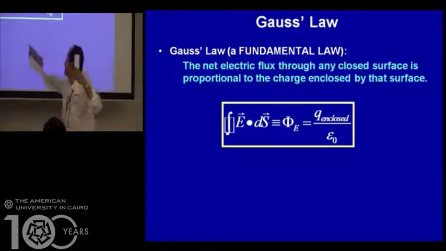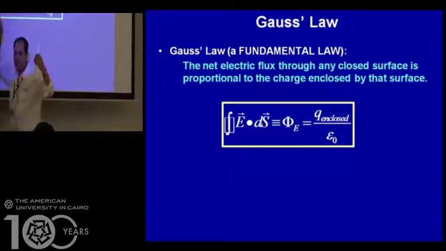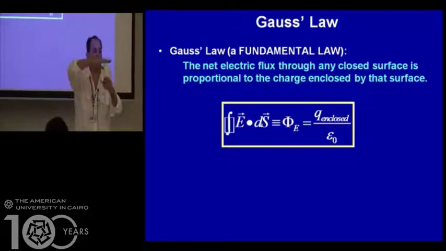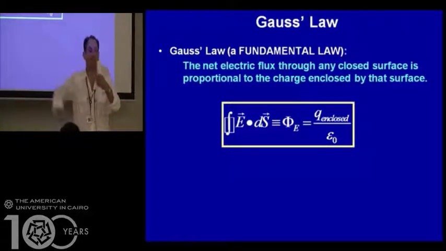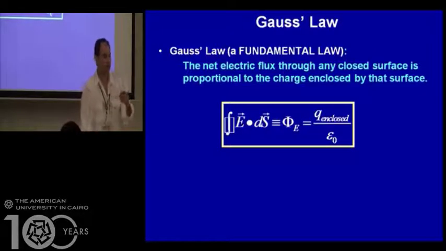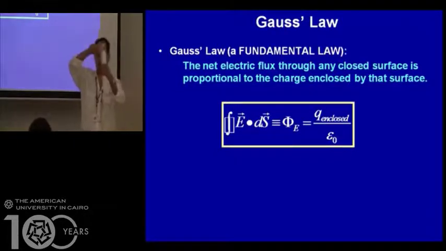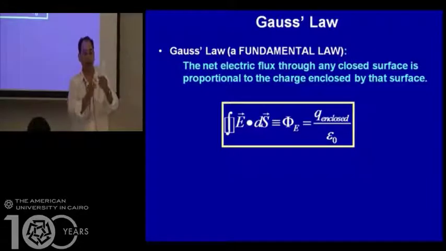So we need to calculate the flux on the top, on the bottom, and on that round shape. What is the flux on the top? Why is it 0? Because that's the area, and this is the electric field. The electric field is perpendicular to the area, so you get 0 flux on the top. Same on the bottom. How about this?